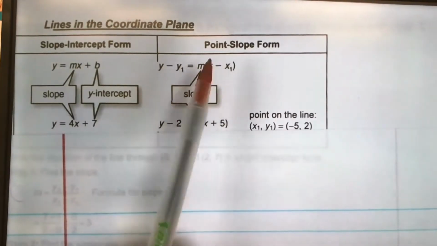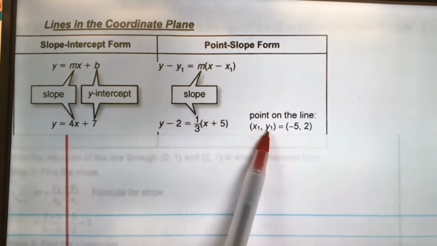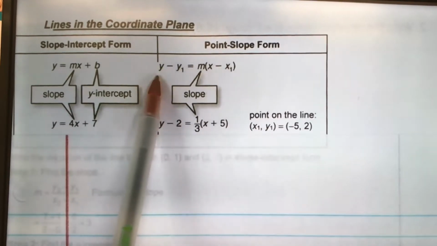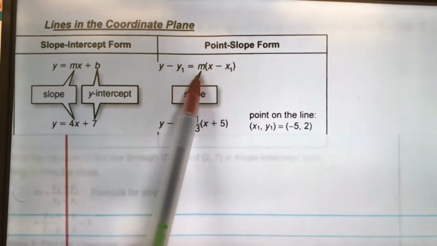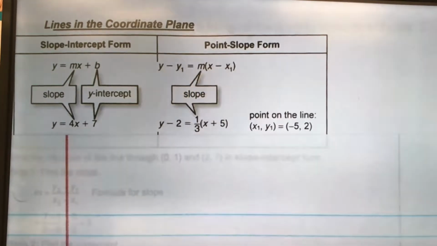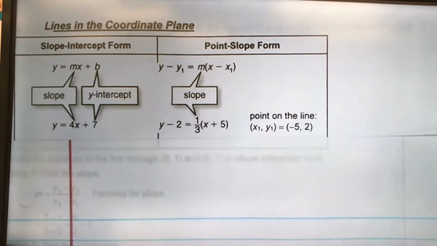The other one is the point slope form. So we have a point (x1, y1). So I have to use the formula y minus y1 is equal to m times x minus x1. So just plug it in. So these are the points. So plug it in the formula. So you will get the answer like this.